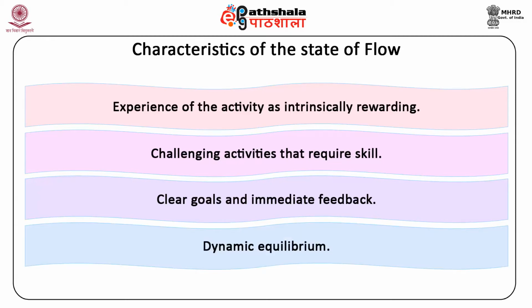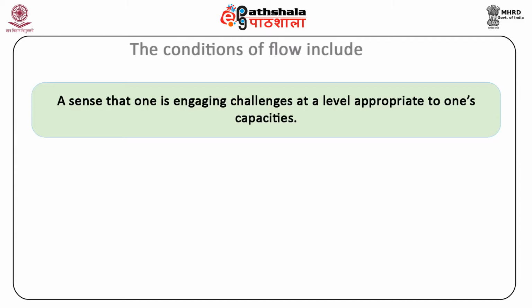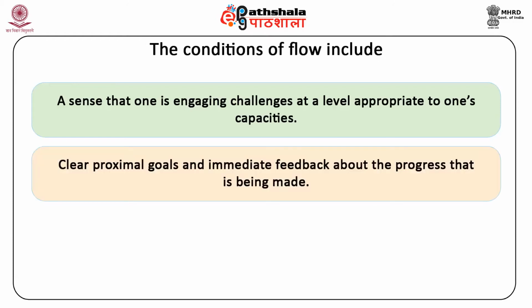Dynamic equilibrium. In a state of flow, the individual operates at full capacity, which is a state of dynamic equilibrium. It also involves establishing a balance between perceived action capacities and perceived action opportunities, optimal arousal. The conditions of flow include a sense that one is engaging challenges at a level appropriate to one's capacities, clear proximal goals, and immediate feedback about the progress that is being made.